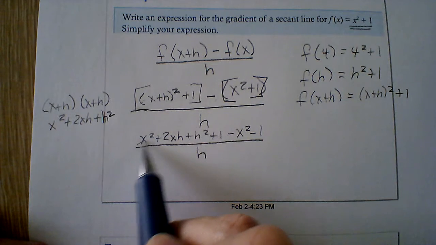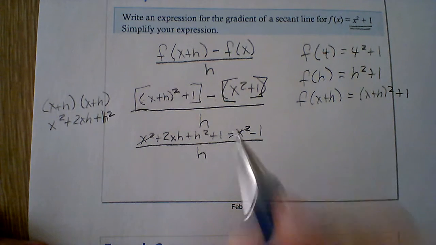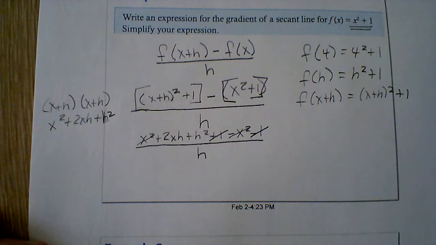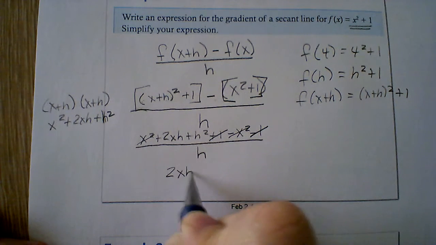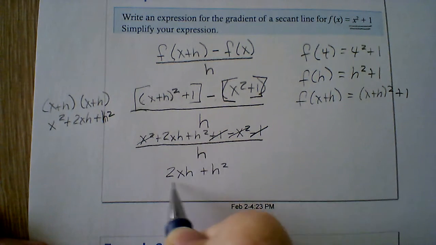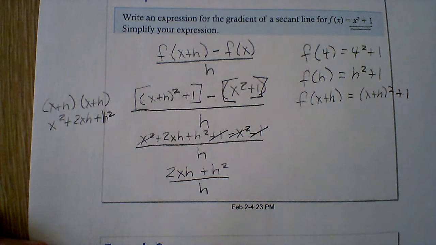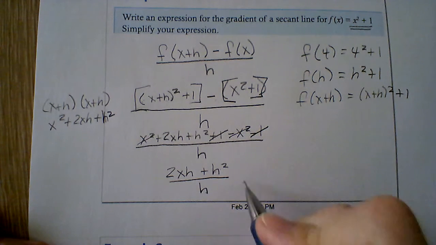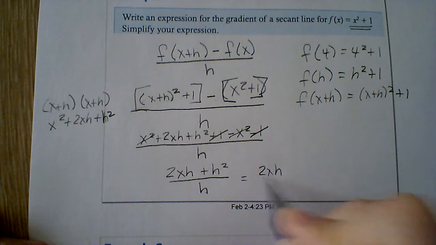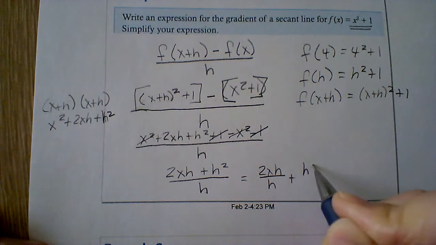So let's see what we can simplify. Oh, look, x squared minus x squared, that's gone. 1 minus 1, that's gone. And that looks like all we got. So we're left with 2hx plus h squared over h. I have an h in this term, and I have an h in this term. Let's get rid of those h's. Okay? I have an h in each one of these terms. If that confuses you, you can think of it this way. Remember, we can always separate a fraction like this.